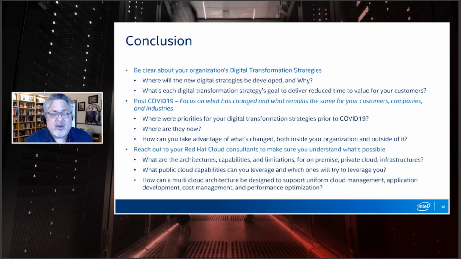And then finally, reach out to your Red Hat cloud consultants. Get them involved in these projects with you. Ask them what the architectures, capabilities, and limitations are for your on-premise infrastructure. What are the capabilities available in public clouds that you can leverage as an organization? And which capabilities in the public cloud do you need to be careful about, because they may lock you into a public cloud solution that might not be the most advantageous for your business going forward? Utilize those Red Hat cloud consultants to advise you on your path going forward.